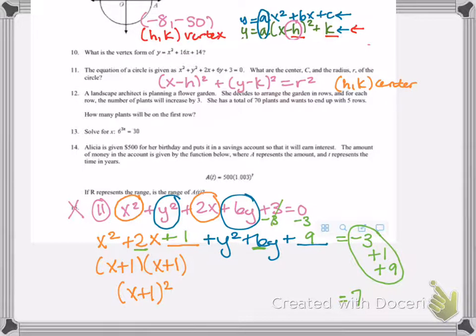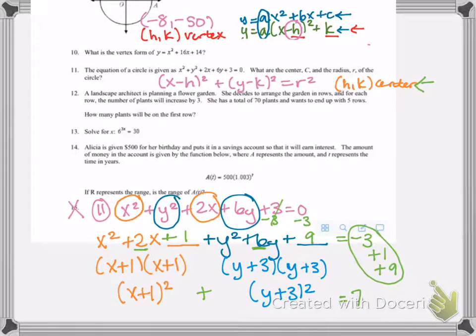I need to do the same thing over here. What multiplies to give me 9 and adds to give me 6? That's 3 times 3 and 3 + 3. So I'm going to have a y + 3 and a y + 3. So I have (y + 3)². And now, as you can see, this looks like the equation for a circle that I needed from up here.